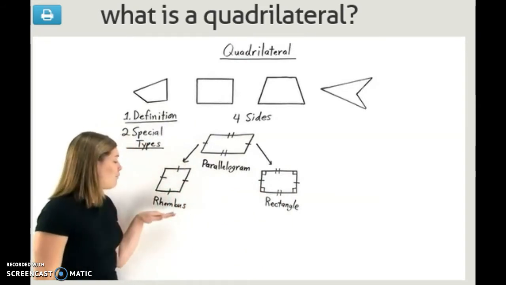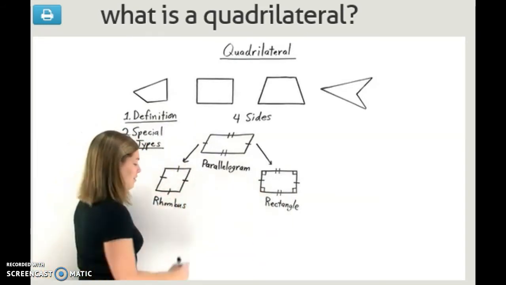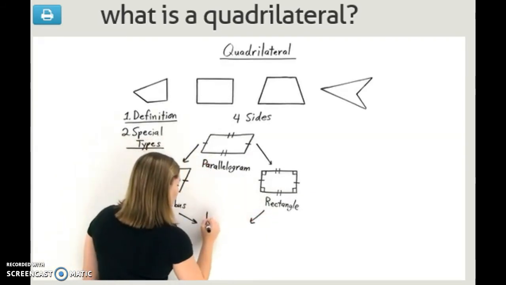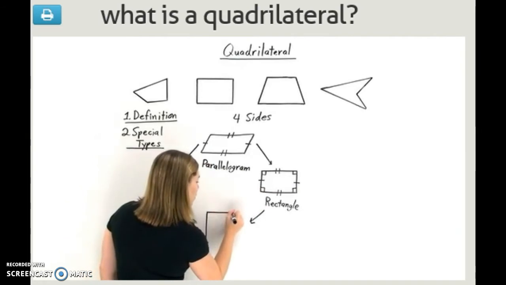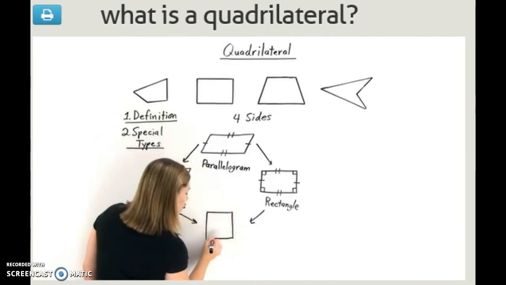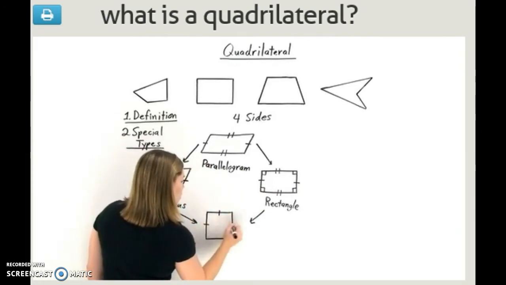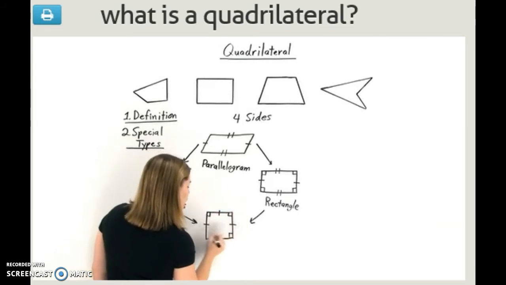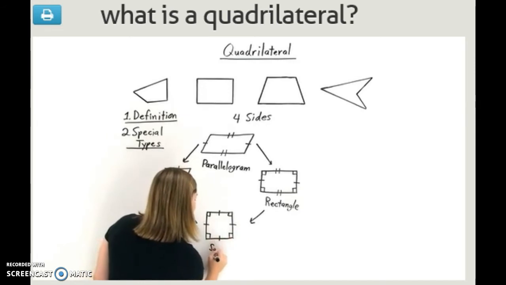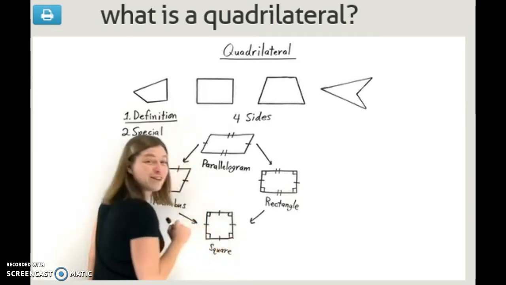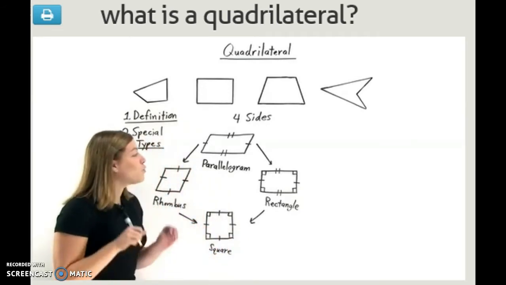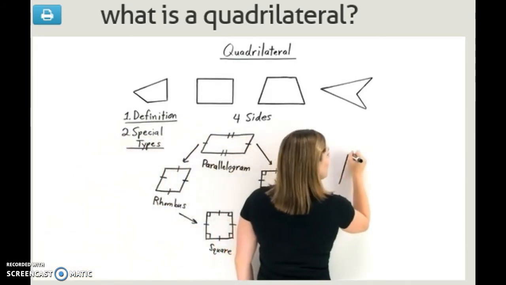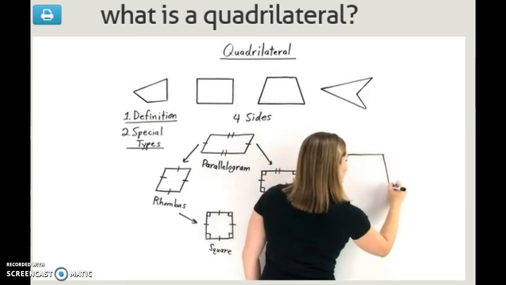Now what would happen if we put a rhombus and a rectangle together? Well, let's try. If we put a rhombus and a rectangle together, we get a parallelogram that looks like this. We have 4 congruent sides and 4 right angles. This figure is called a square. Now there's one other special type of quadrilateral. Let's take a look at it.